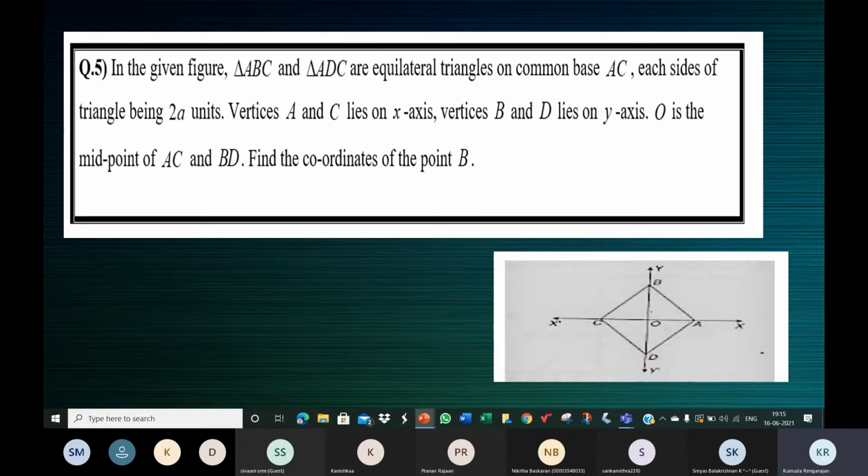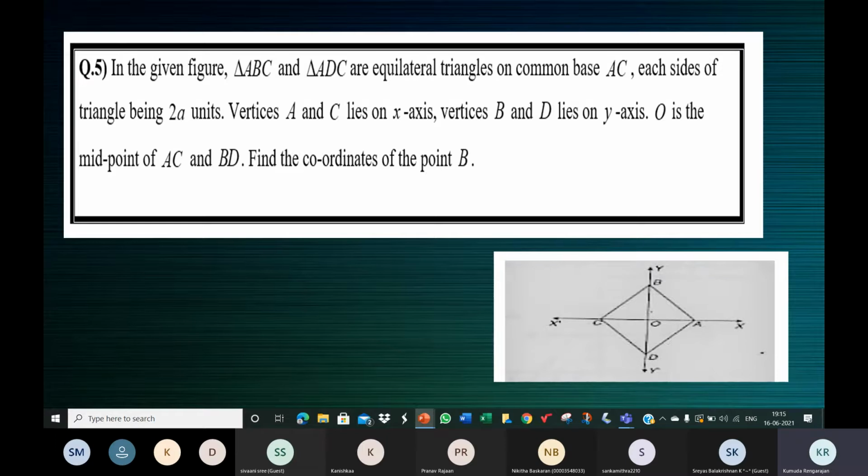Do you know BC? Yes, ma'am. 2A. Do you know OC? Yes, ma'am. How do we find BO? How can you find the length of BO? By using? Ma'am, by using the Pythagoras theorem. Using Pythagoras theorem, yes. All of you do that first. Find the length of BO using Pythagoras theorem.